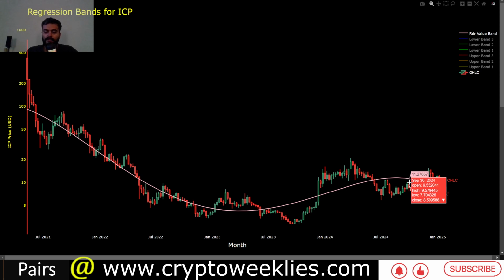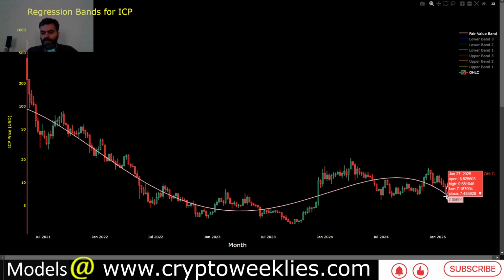Nonetheless, in any case, DCAing below the pink line in a bull market or in the bear market does eventually work in the short term. So that's the purpose of this model. Again, the fair value is coming in at around $6.71.